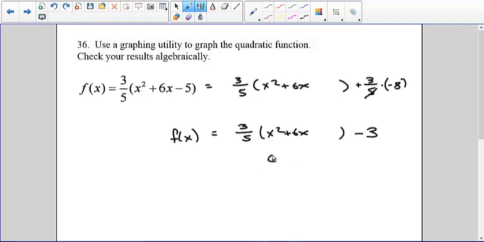So I take my coefficient 6, divide by 2, square it. 6 divided by 2 is 3. Square that, which is 9. So I add 9 here. But really what I'm doing is I'm not really adding just 9. I'm really adding 3/5 times 9, which is 27/5. So since I'm adding 27/5, I need to subtract 27/5.